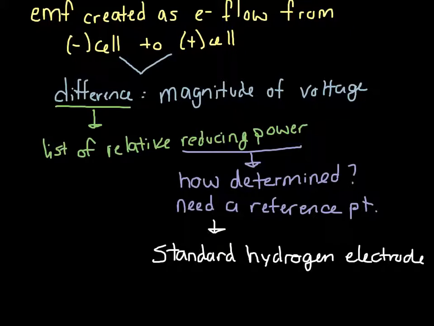Where do we get these values from? Well, they essentially come from a list of your relative reducing powers, which we had learned about back in 9.3. Now, how do we actually determine these values? We need that reference point. Therefore, they created a standard hydrogen electrode. So hydrogen became our standard point that we set as an arbitrary value of 0 and went from there.